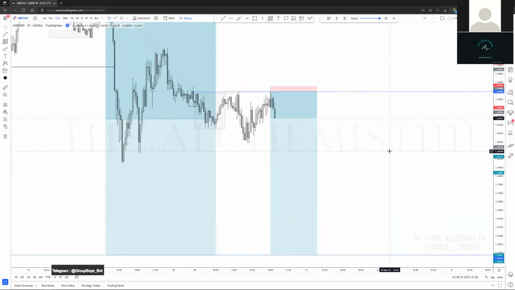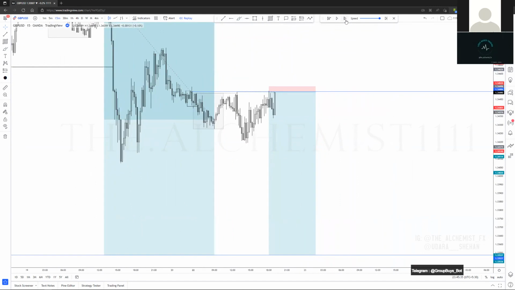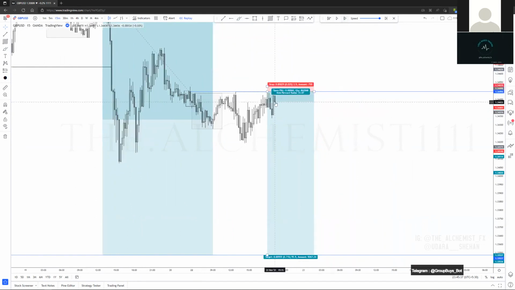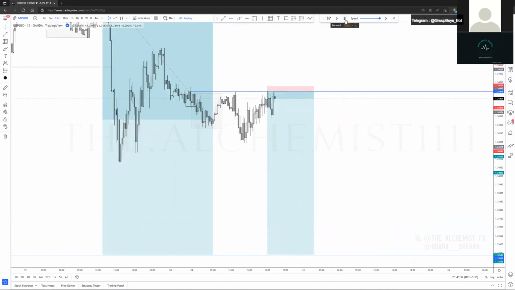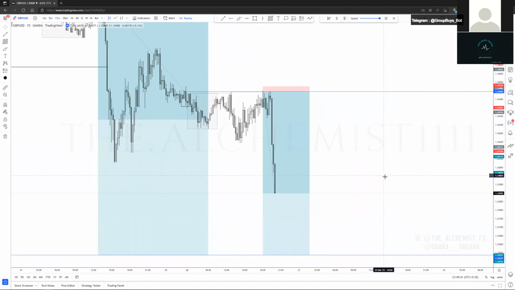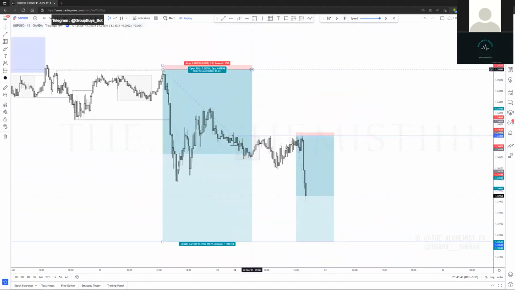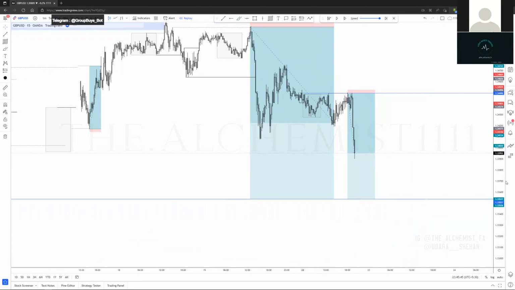See, look at that drop. I moved it to break even. Price came up, stopped me out at break even, and look at this. Boom. Terrible, terrible. So no trades that day. Break even, break even.